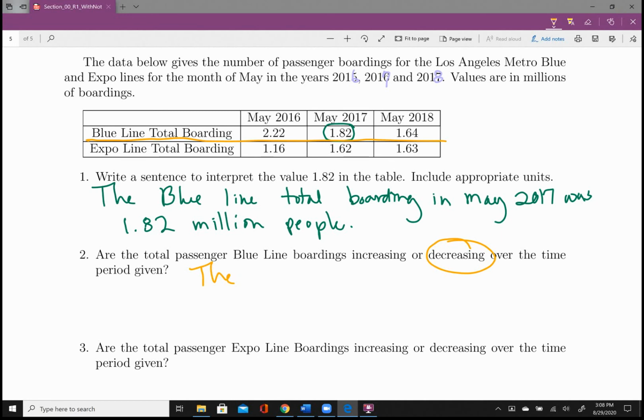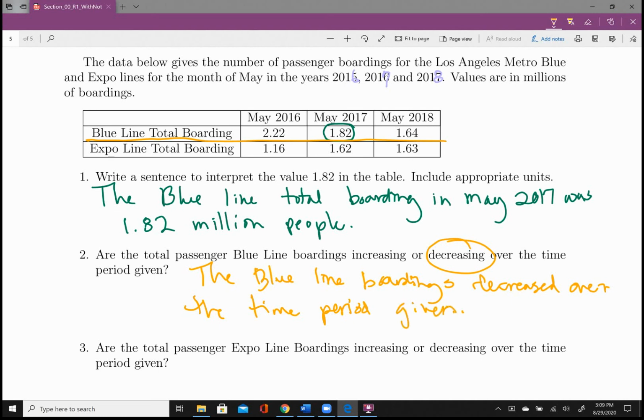Right? Just give it back to them with the same language that the prompt was given to you, and you'll be fine. And don't do any more work than what's being asked of you guys. It didn't ask you how much it was increasing or decreasing by, right? So don't bother with doing that subtraction. Just write the blue line boardings decreased over the time period given. Cool.